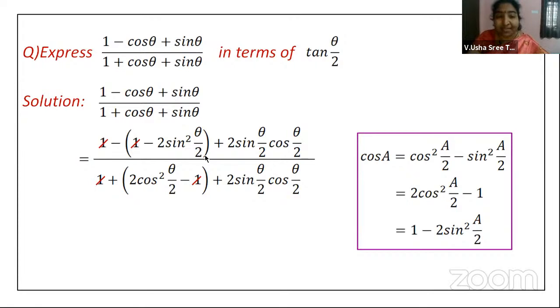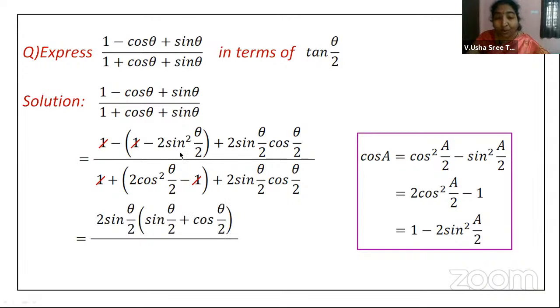Now, when we cancel these ones in the numerator and denominator, what are we left with? Minus into minus plus, 2 sine theta by 2 into 2 sine square theta by 2 and 2 sine theta by 2 cos theta by 2. Out of this, we are taking 2 sine theta by 2 common, so we are left with sine theta by 2 plus cos theta by 2. Likewise, in the denominator, we can take 2 cos theta by 2 common, children. Then you will have cos theta by 2 plus sine theta by 2.